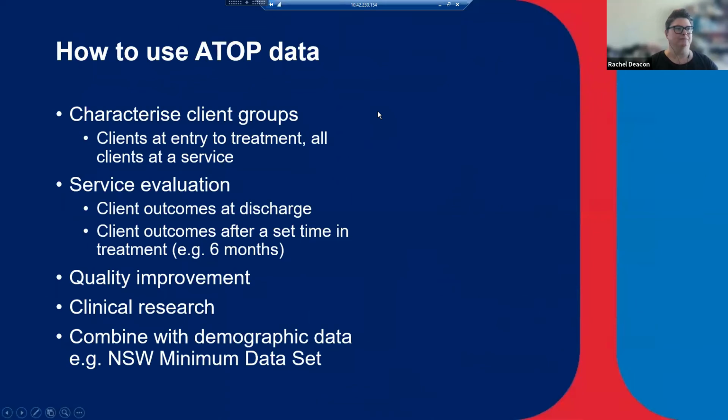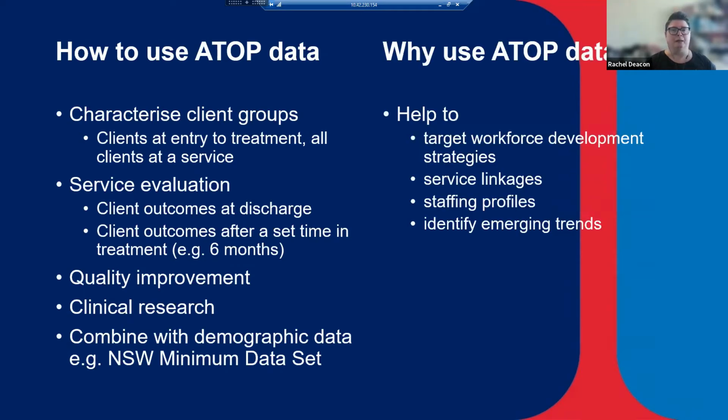So I'm just first going to recap. These are various ways that you can use your ATOP data to characterize client groups for service evaluation, clinical research, and it's also really useful to combine the ATOP data with other sets of data, such as the New South Wales minimum data set. As to why you would like to do this, using ATOP data to characterise clients at your service can help you to target workforce development. It can ensure that you've got suitable staffing profiles to meet your clients' needs.